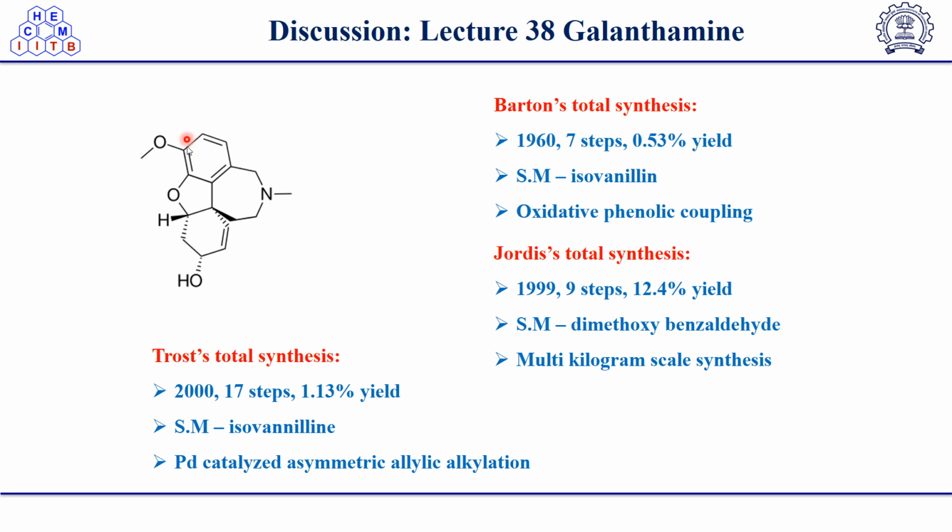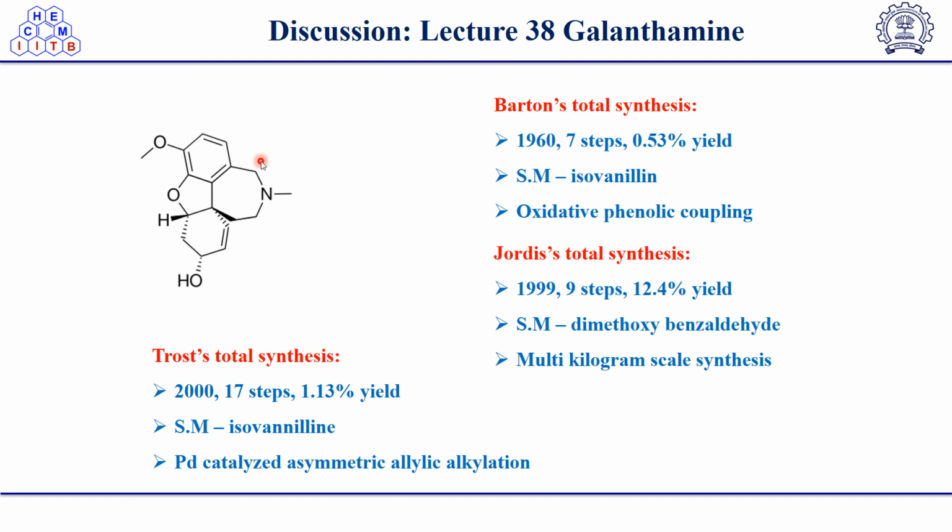So galantamine is more or less structurally similar to morphine, and it is the parent member of the galantamine type Amaryllidaceae alkaloids, which are isolated from Galanthus woronowii. It is used in the treatment of Alzheimer's disease due to its selective acetylcholinesterase inhibition.